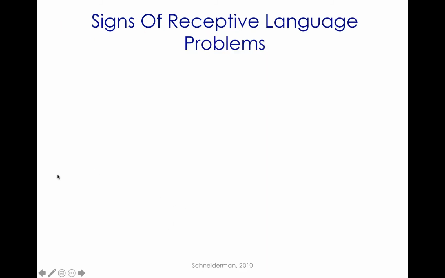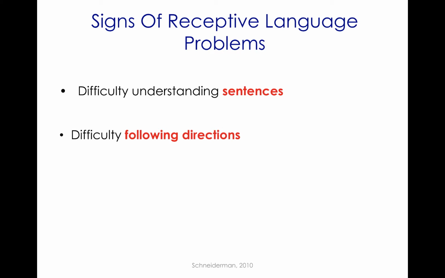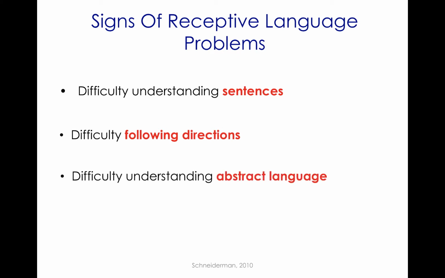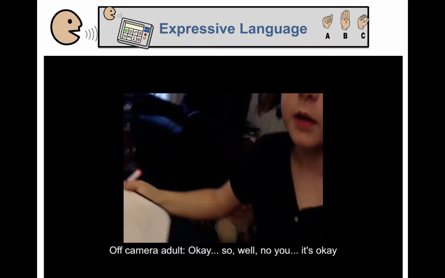Okay, so overall, signs of receptive language challenges. Students often have a difficult time understanding sentences or following directions. They have a difficult time with abstract language and acquiring new vocabulary. Okay, that's how receptive language is manifested within the classroom.